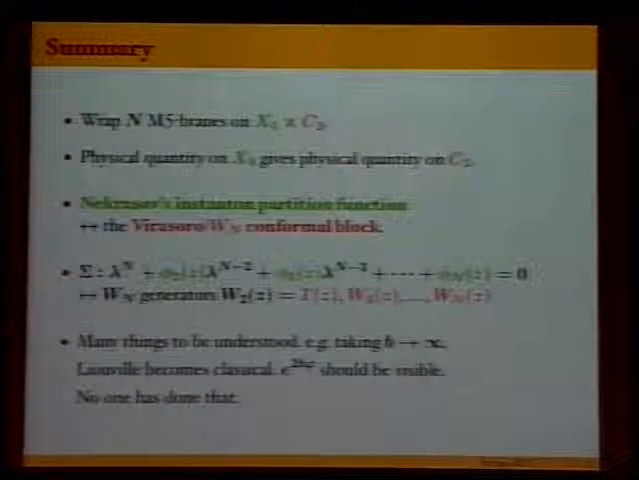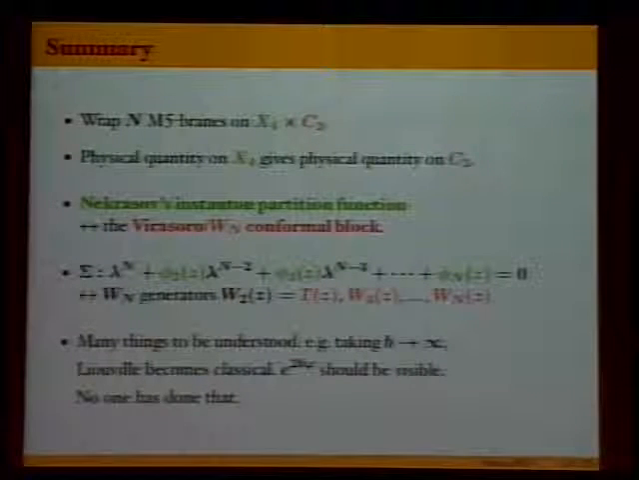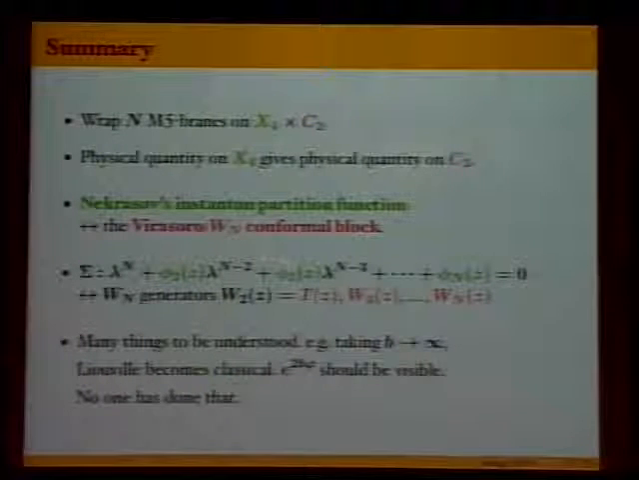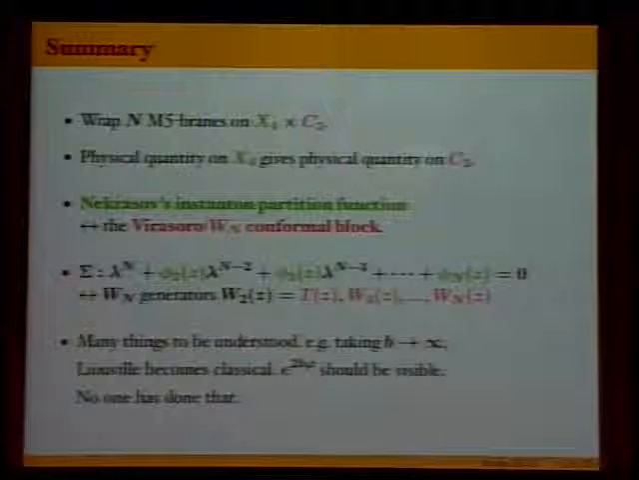So let me summarize. The idea was to wrap N M5-branes on a 4-manifold times a Riemann surface. Then a physical quantity on the 4-dimensional side becomes related to a physical quantity on the 2-dimensional side. For example, I mainly talked about the relation between the Nekrasov partition function and the conformal block on the 2-dimensional side. And under that mapping, the worldvolume fields phi_2 to phi_N get mapped to the expectation values of T(z) to W_N. And many things remain to be understood.